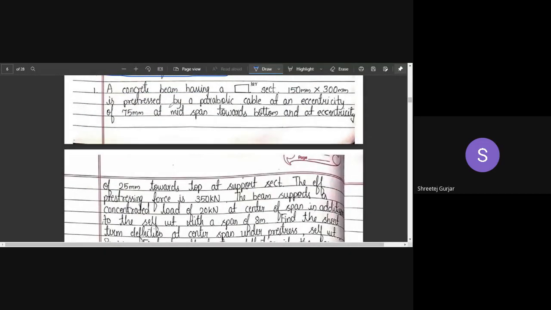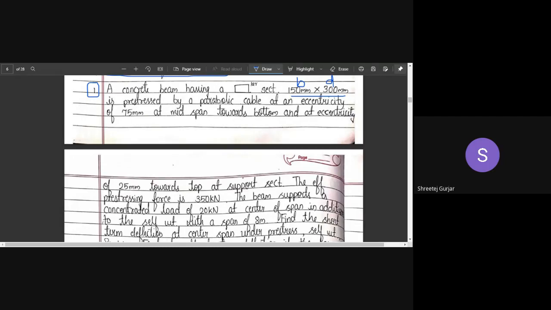Usually we have concrete beams of various cross sections. They will provide us with all the details that are required to calculate the deflections. Usually they provide a rectangular section, or else an I section. So in the first numerical, we have a concrete beam having a rectangular cross section of 150 by 300 mm. This is B and this is D.